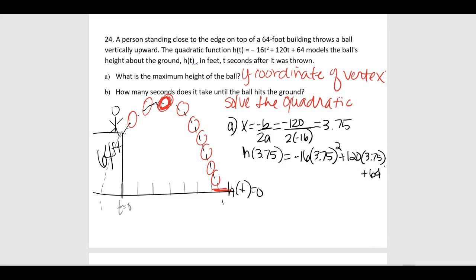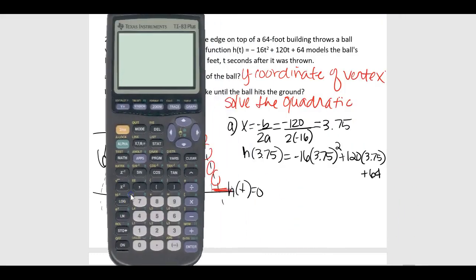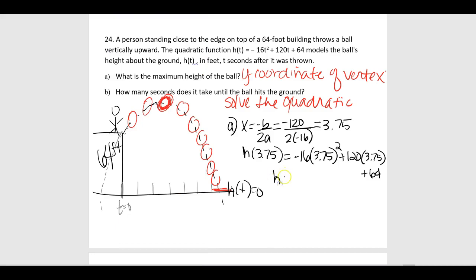So let's see here. I'm going to put all that in my calculator just so you can see how I would do that. So I would say negative 16 times 3.75 squared plus 120 times 3.75 plus 64. 289. So 289 feet. That is the answer to A.